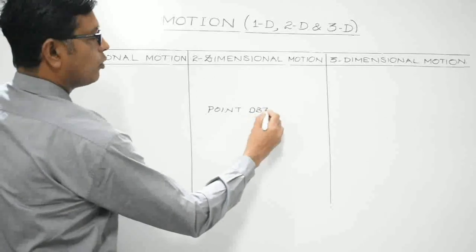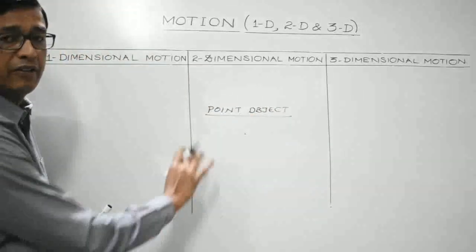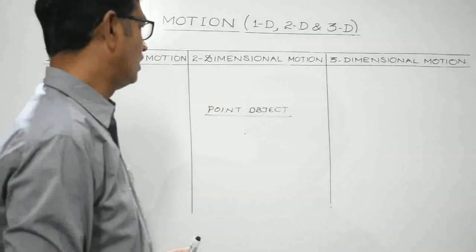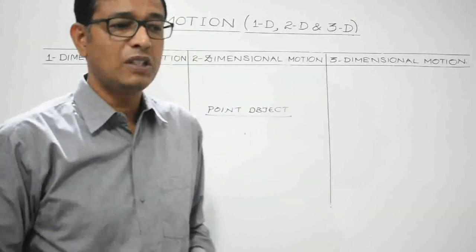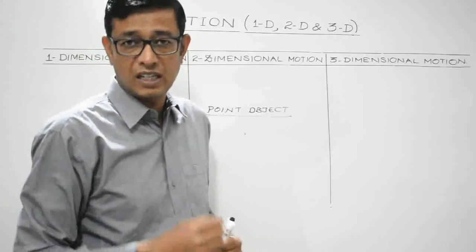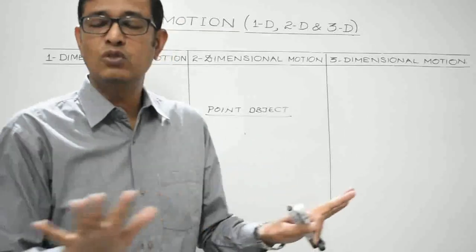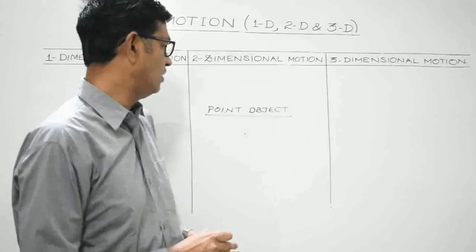Point object or a point particle, right? You are aware this is a point having no dimensions, isn't it? A point mathematically may also be defined as a sphere whose radius approaches 0. It can be termed as a point. So a point is infinitesimally small, having no size, no dimensions at all, right?